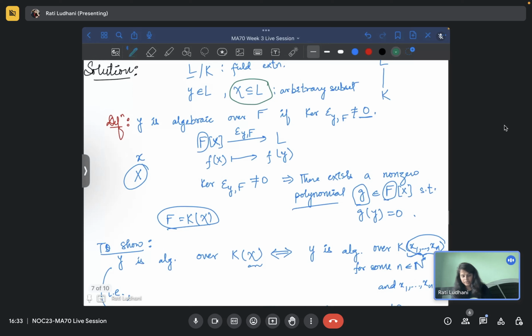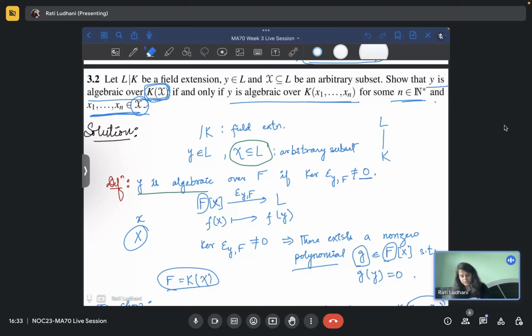Right. So Y is algebraic. Okay. You mean to say... So Y is algebraic. Sorry. Y is algebraic over A. So what is your proposition? Y is algebraic over K that we have. Okay. So Y is algebraic over K(x).